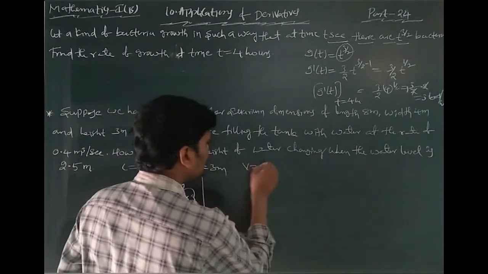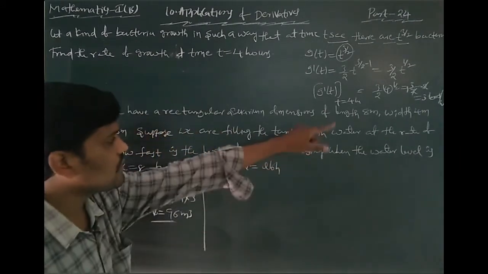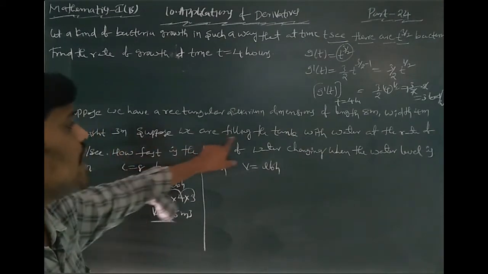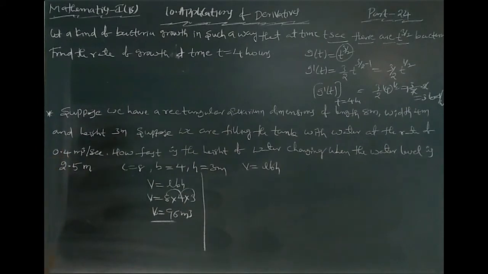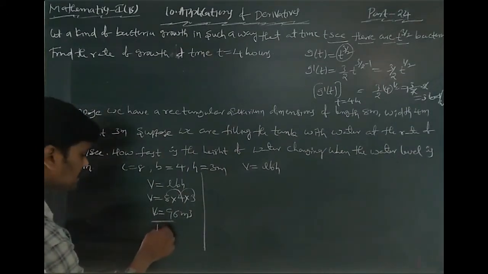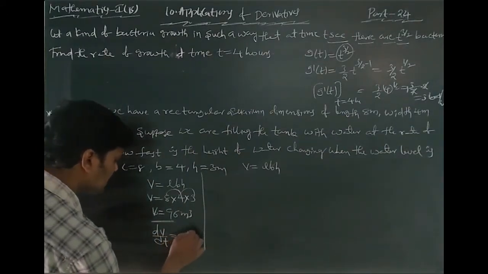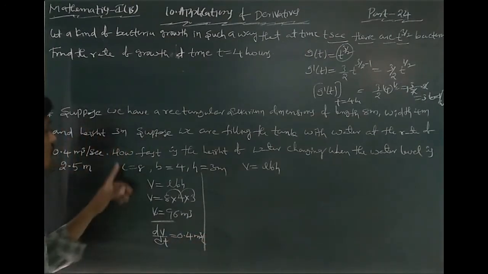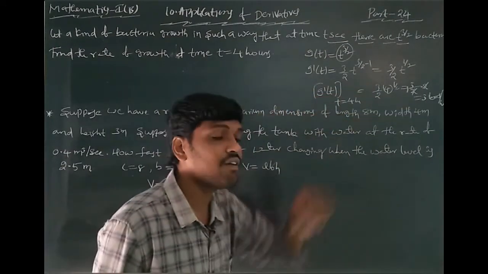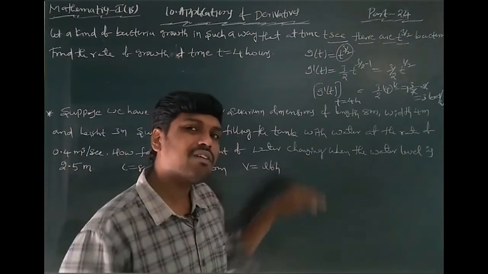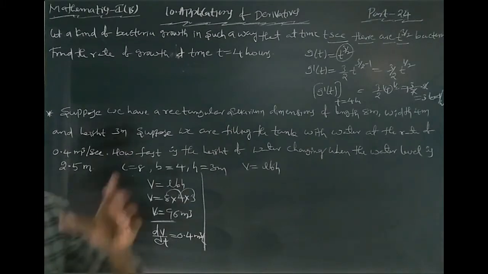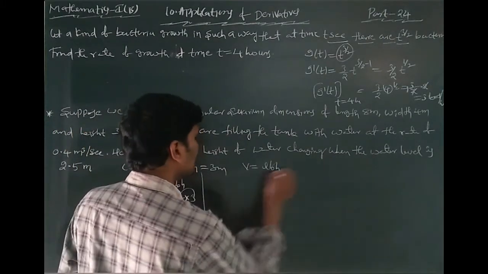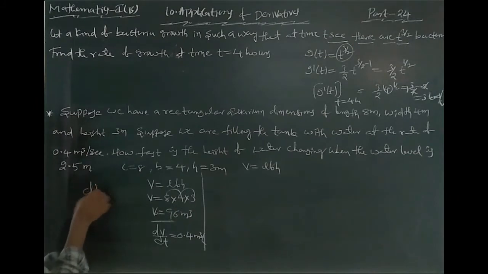After that, V is equal to LBH. Suppose we are filling the tank with water at the rate of 0.4 meter cube. Here dV by dt is given, that is 0.4 meter cube per second. How fast is the height of the water level changing, nothing but dH by dt, at water level 2.5 meters? You can find dH by dt at h equal to 2.5 meters.